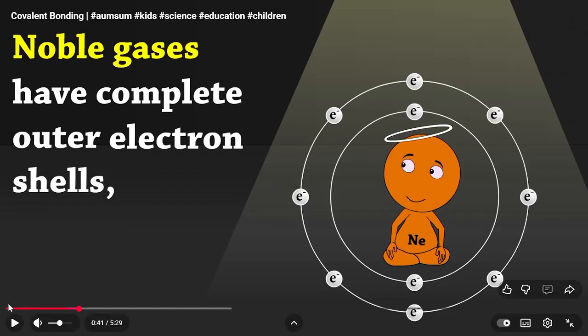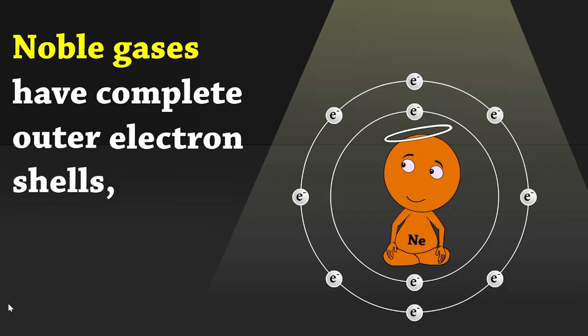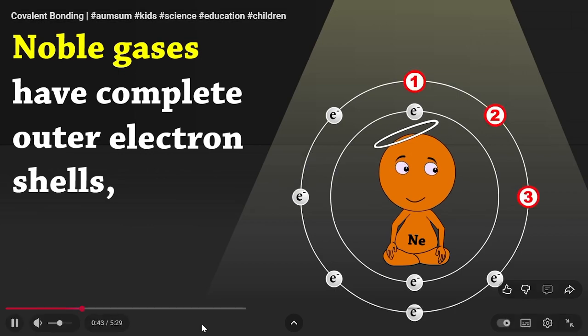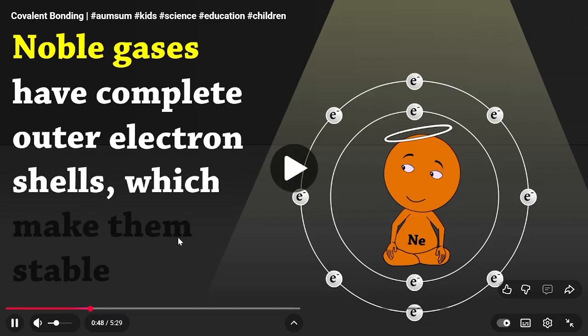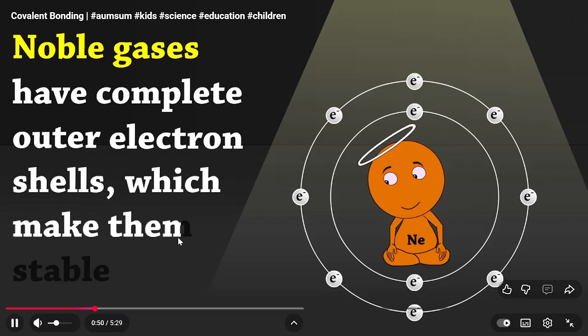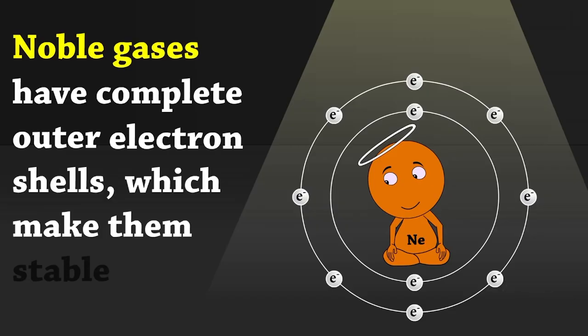Okay, so you guys are going to fill in the blanks. Noble gases have what kind of electron shells? Complete outer electron shells. Which makes them, can you guess what the word is? Stable.